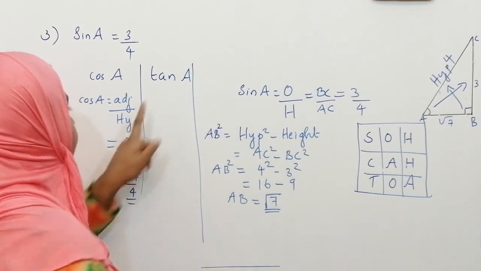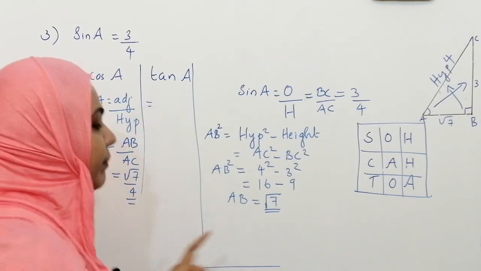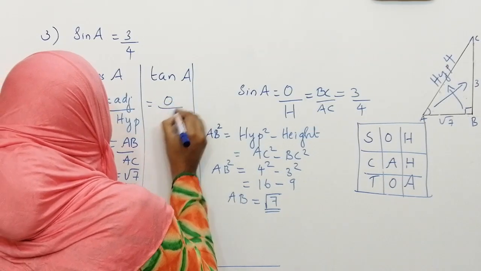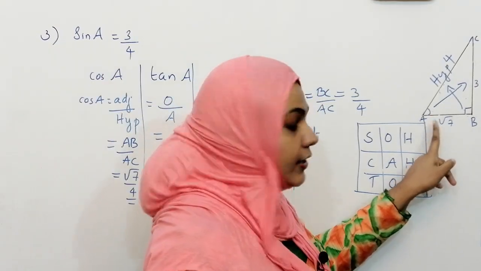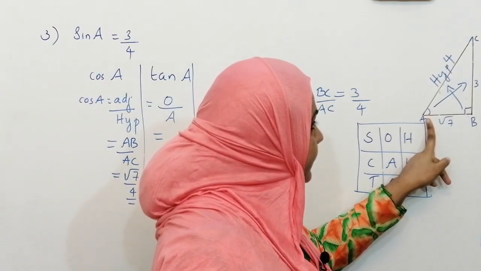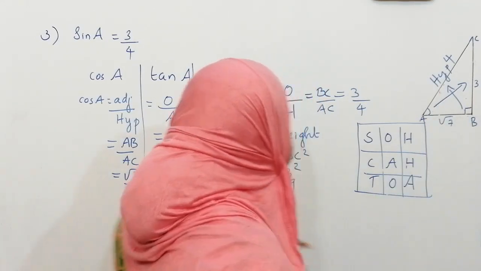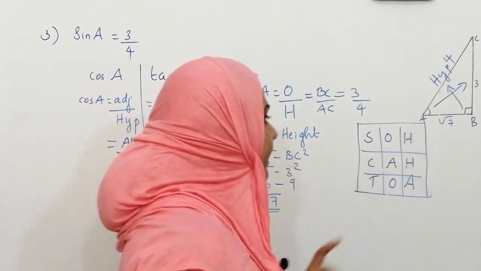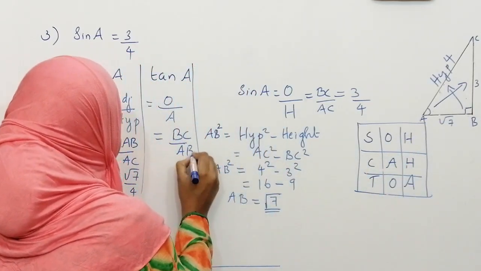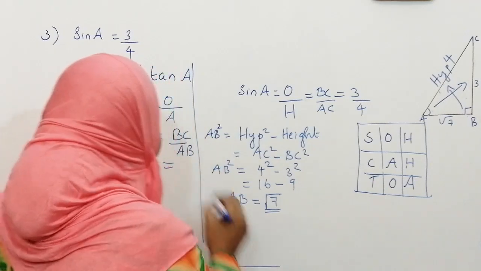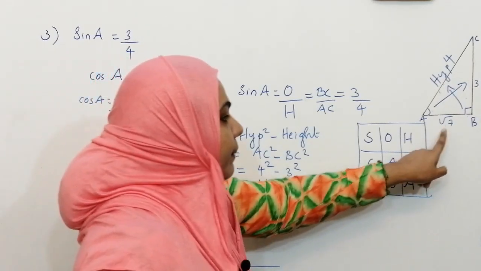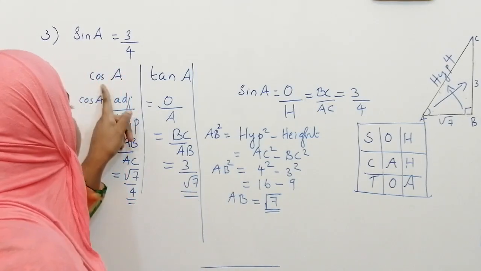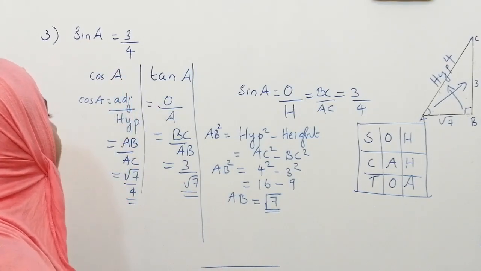Let's see what is tan A. You know that tan means opposite to adjacent. From this triangle you can understand, according to the reference angle, what is opposite? BC is the opposite side. Adjacent side is AB. What is the value for BC? 3. And what is the value for AB? Root 7. So we found the value for cos A and tan A using the value of sin A.